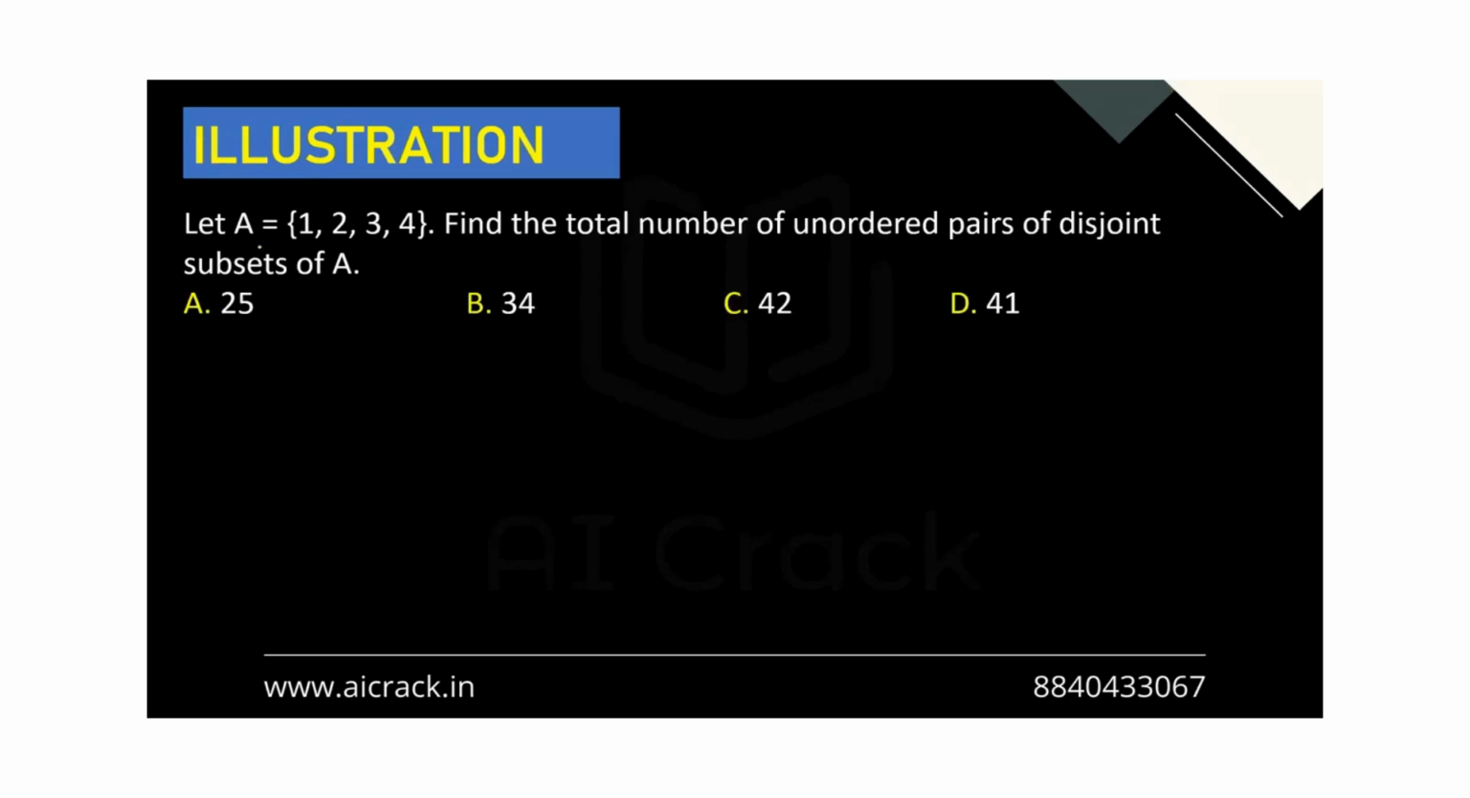Now let's try to solve this particular question. Let A equals to 1, comma 2, comma 3, comma 4. Find the total number of unordered pairs of disjoint subsets of A. So unordered pairs of disjoint. These are the two main keywords of this particular question. Let's try to understand this question with the help of a smaller example of 1, comma 2. Right. Now we have to create unordered pairs of disjoint subsets.